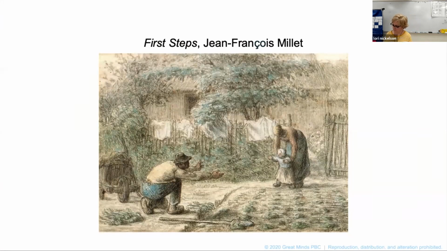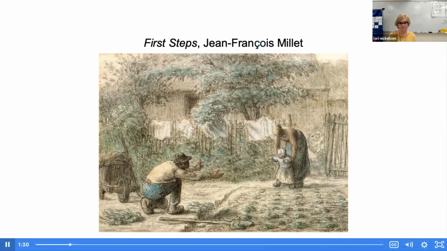I want you to think, what colors does Millet use in this drawing? Think, share with a learning partner, or just share aloud. He uses a lot of darker colors, greens or browns, a little bit of blue, maybe some beige. I'm sure you said it. Millet uses only a few colors. He uses the colors blue, green, and white.